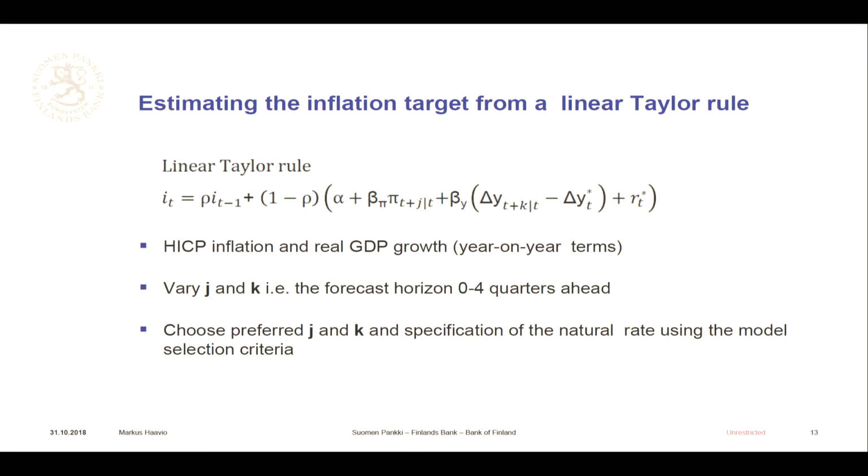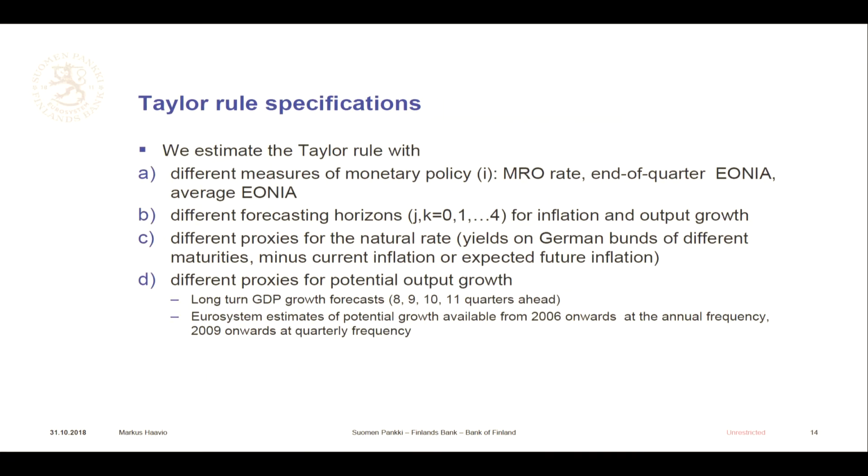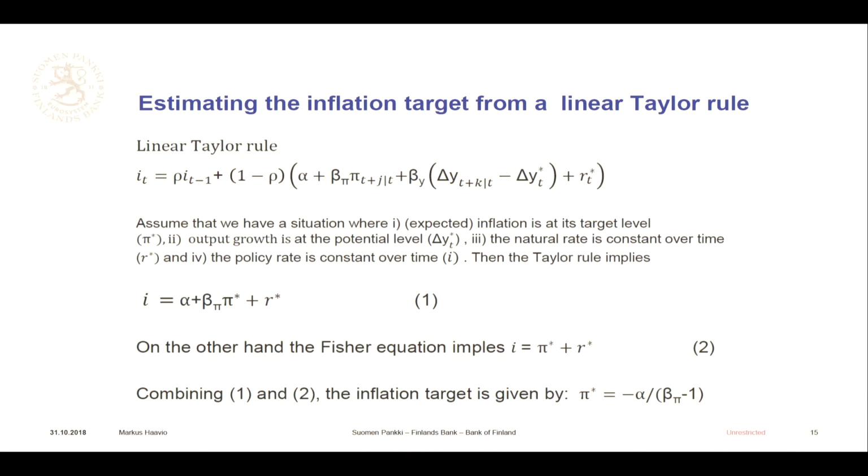And then there's also a proxy for the natural rate of interest, and that's proxied by the yields of German bonds of different maturities. The forecast horizons are allowed to vary from 0 to 4 quarters ahead. So we do lots of different and competing specifications. We also use lots of proxies for the German bonds, and different measures for monetary policy. We use the MRO rate, the end-of-quarter EONIA and average EONIA. So altogether, we estimate something like 750 rules.